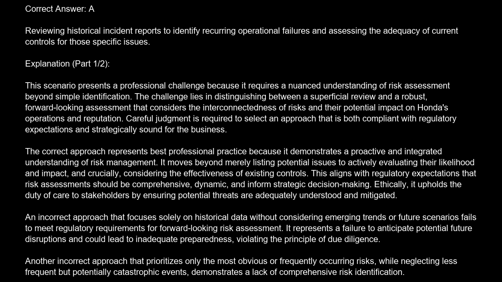Careful judgment is required to select an approach that is both compliant with regulatory expectations and strategically sound for the business. The correct approach represents best professional practice because it demonstrates a proactive and integrated understanding of risk management. It moves beyond merely listing potential issues to actively evaluating their likelihood and impact, and crucially, considering the effectiveness of existing controls. This aligns with regulatory expectations that risk assessments should be comprehensive, dynamic, and inform strategic decision-making. Ethically, it upholds the duty of care to stakeholders by ensuring potential threats are adequately understood and mitigated.